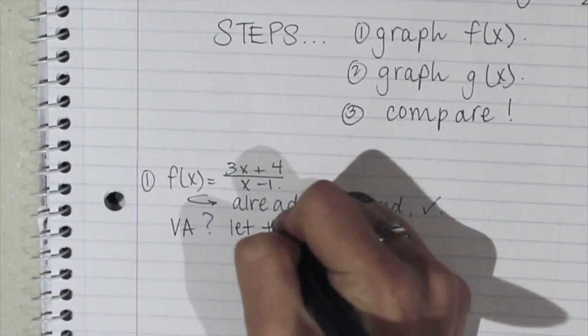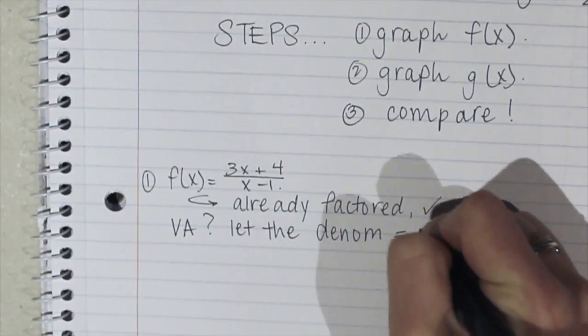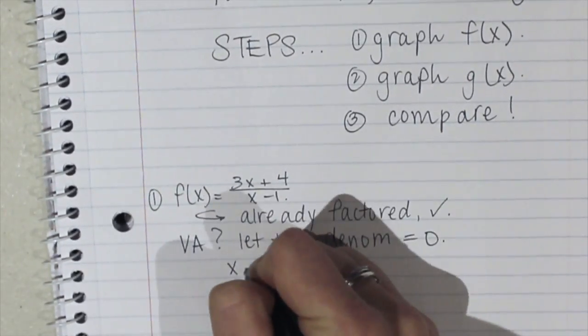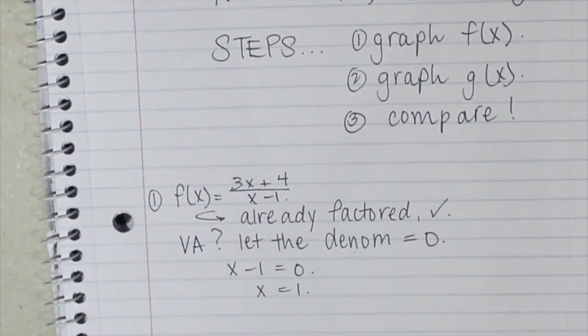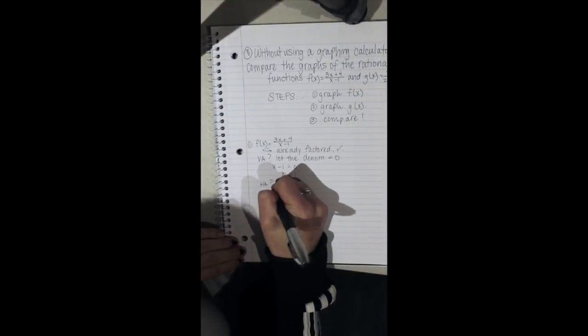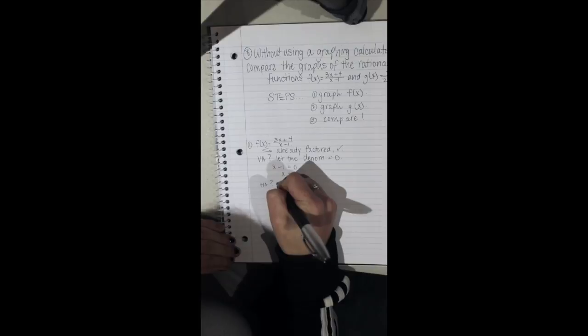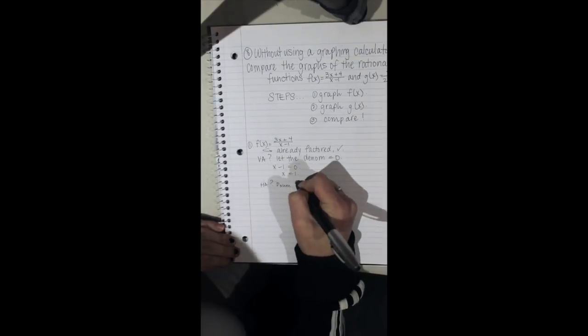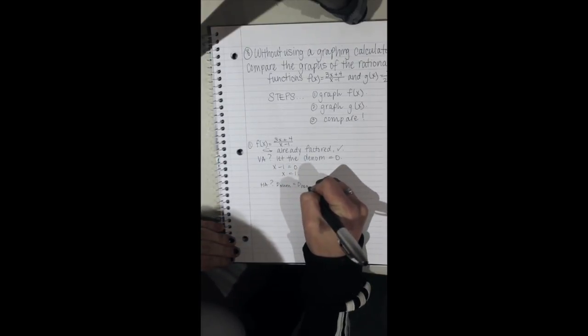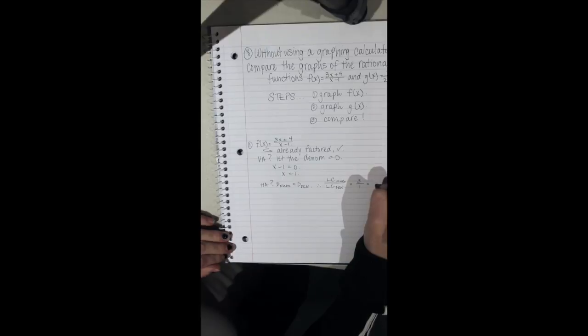All rational functions have vertical asymptotes, and in order to find it, you have to let the denominator equal 0. Horizontal asymptotes are different than vertical because you have to find it depending on the type of question you're given. In this question, the degree of the numerator equals the degree of the denominator, which means you find the horizontal asymptote by dividing the leading coefficient of the numerator by the leading coefficient of the denominator.